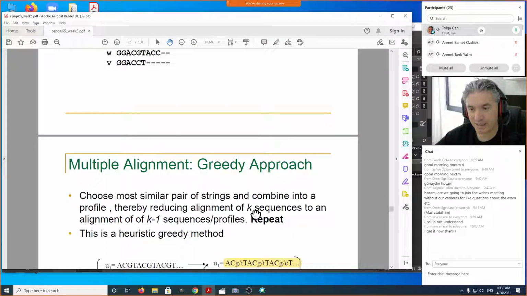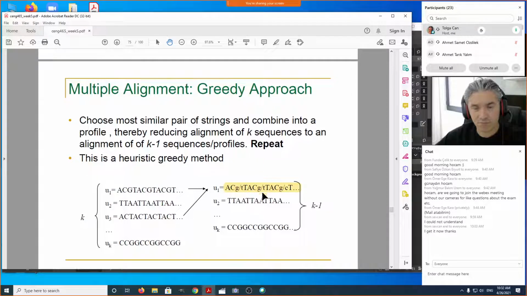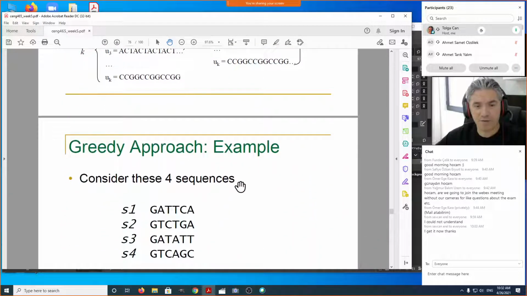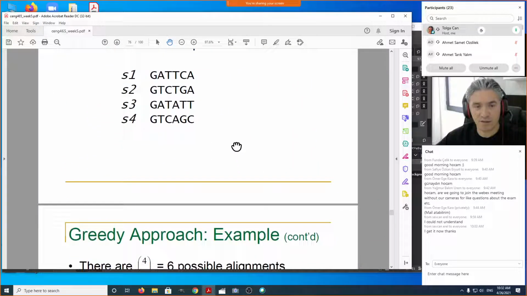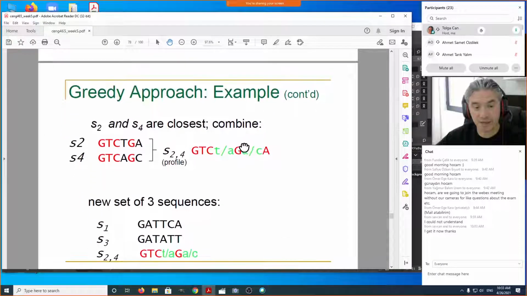We have already seen the greedy approach. Before starting the star alignment, I think it's time for a break. It's 10:30 right now. So you may go over the greedy approach in the break if you didn't understand it completely.